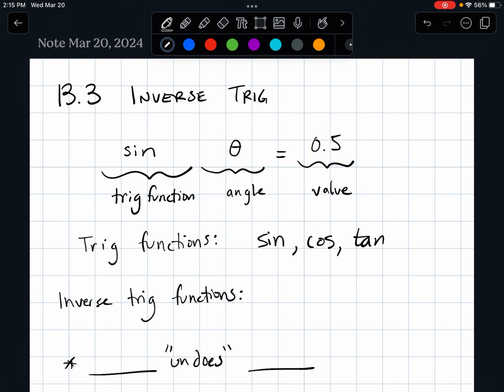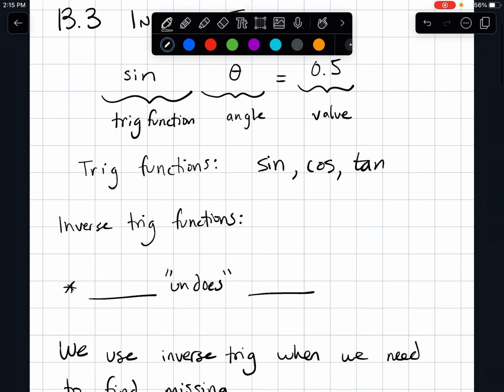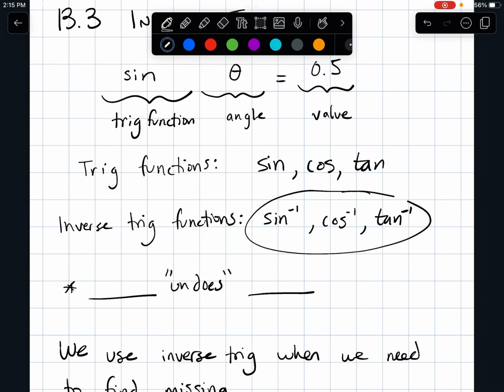So my trig functions are sine, cosine, and tangent. Inverse trig functions are the inverse sine, written with that exponent of -1. But again, it doesn't mean sine to the minus first power. It's not like that. It's just inverse sine. Here we have cosine, inverse cosine, and tangent, inverse tangent. So these are called the inverse functions. These are my regular trig functions, okay?